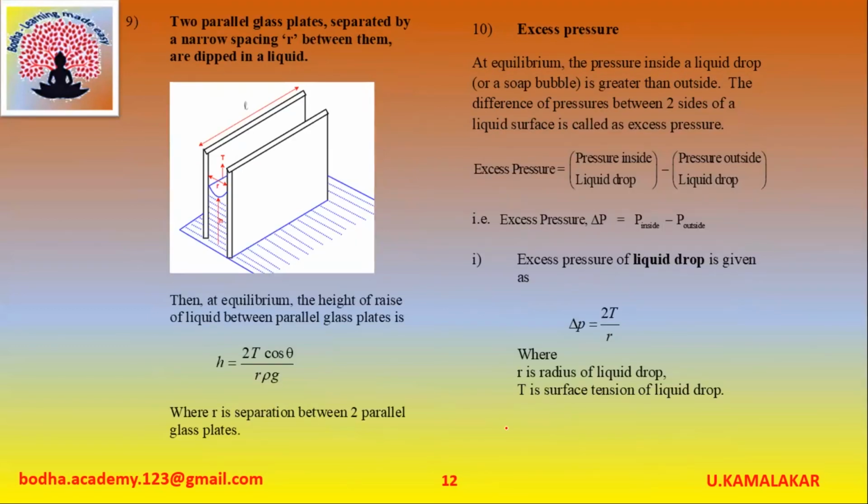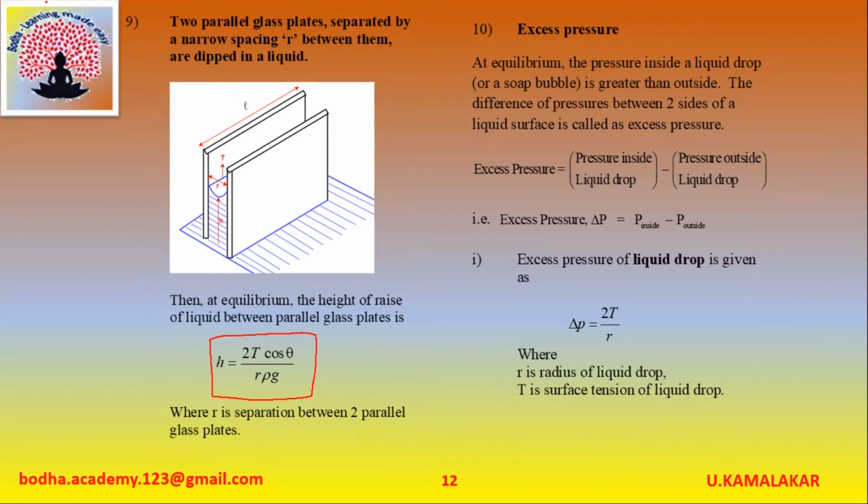Next topic. Two parallel glass plates separated by a narrow spacing R between them are dipped in a liquid. Then at equilibrium, the height of rise of liquid between parallel glass plates is given as H = 2T cos θ / (R ρ g), where R is separation between two parallel glass plates.